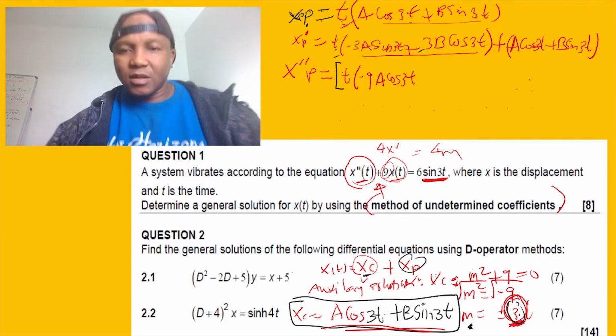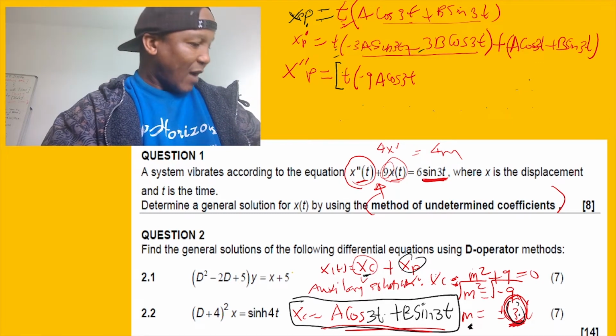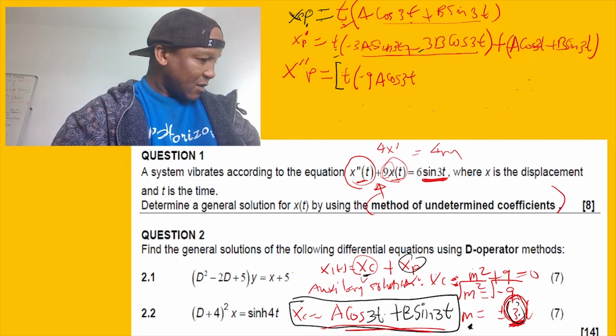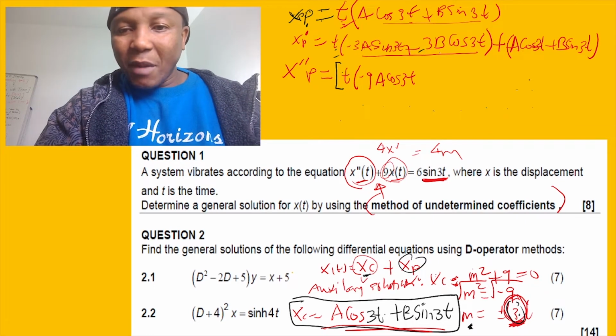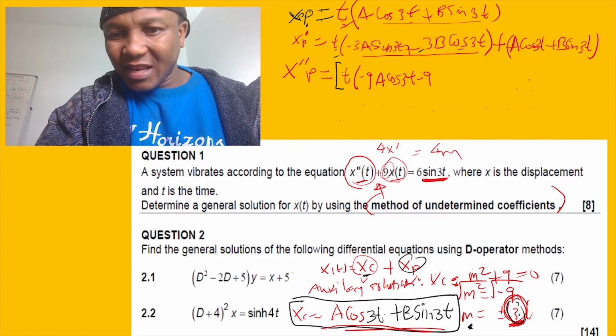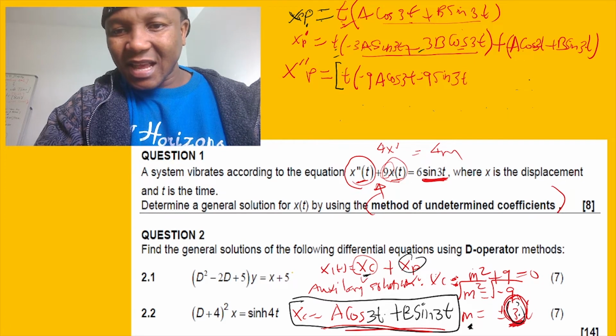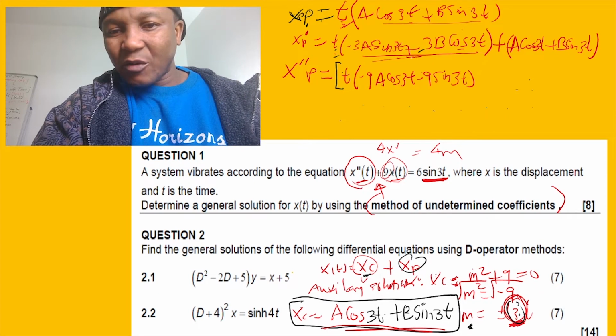Now, for the next one, remember, when you differentiate this, it's going to be 9. But remember, this is going to bring it negative, so it's going to be negative 9, and then this is going to be sine 3t. Now remember the product rule. So we put this constant, differentiate. Now this is going to be constant, then differentiate t. When you differentiate t, you get 1, so you write exactly.